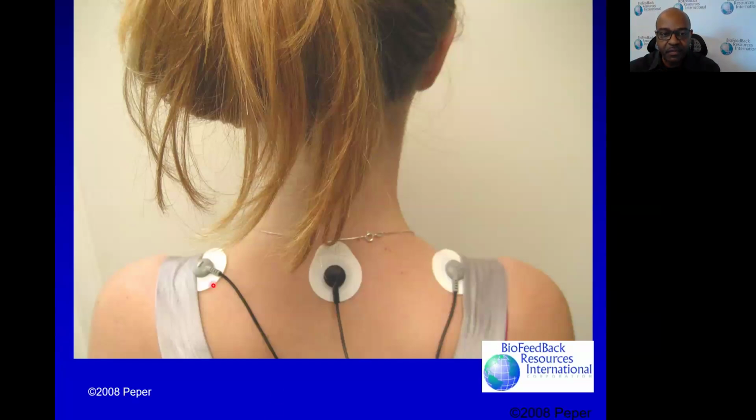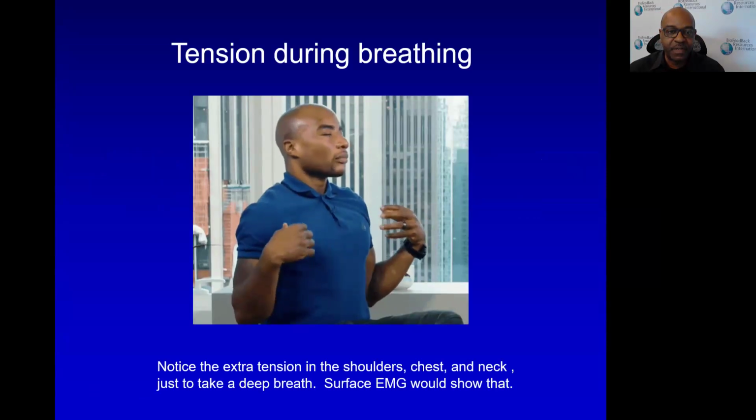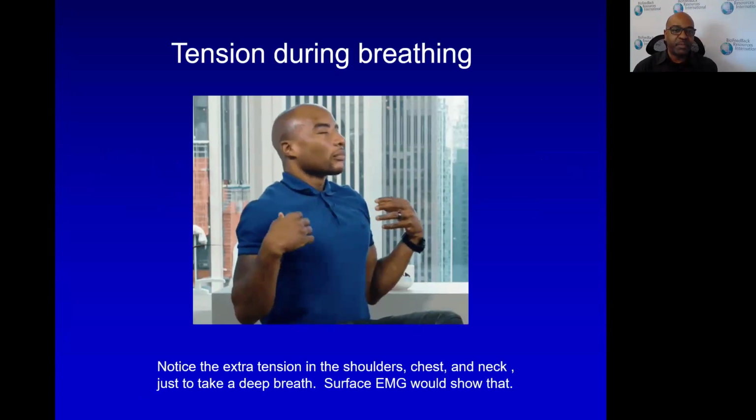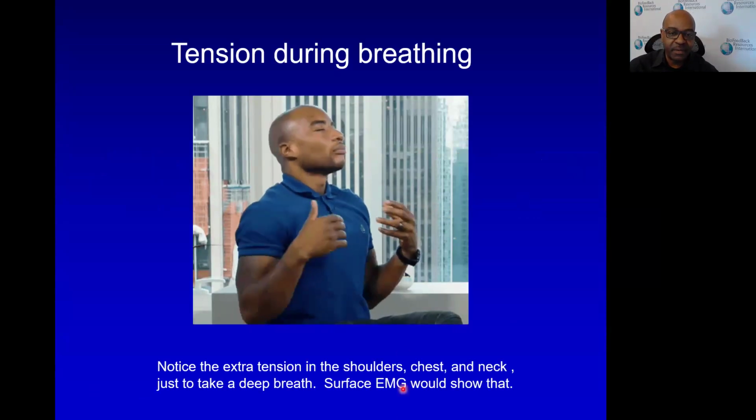Or you could take this third sensor, one of the active sensors, and put it in the front of the neck in the scalene area, because that can pick up when the person is tightening that part of the neck as they inhale. So this is just giving a visual of sometimes what people do when they're taking a deep breath. You could see all this extra activity up here that's really not necessary.